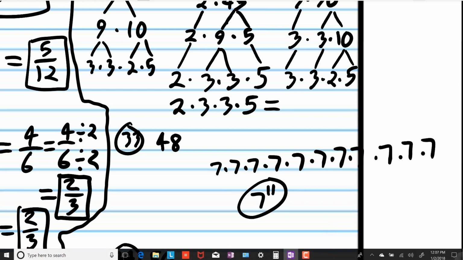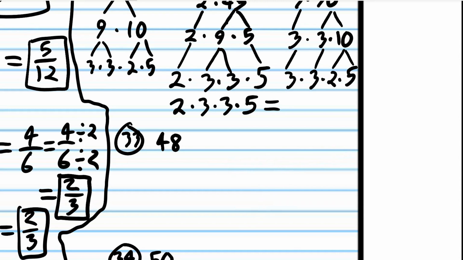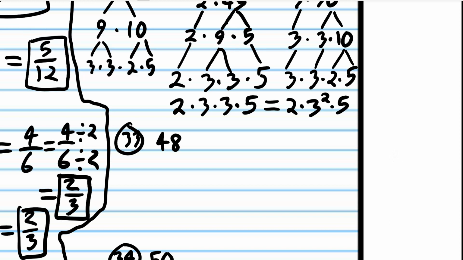So power means you're multiplying. You're going to be multiplying the numbers. So instead of writing 3 times 3, we're going to write 3 to the 2nd power. Why to the 2nd power? Because there are 2 3s. That's called power notation. So our final answer is going to be that expression.